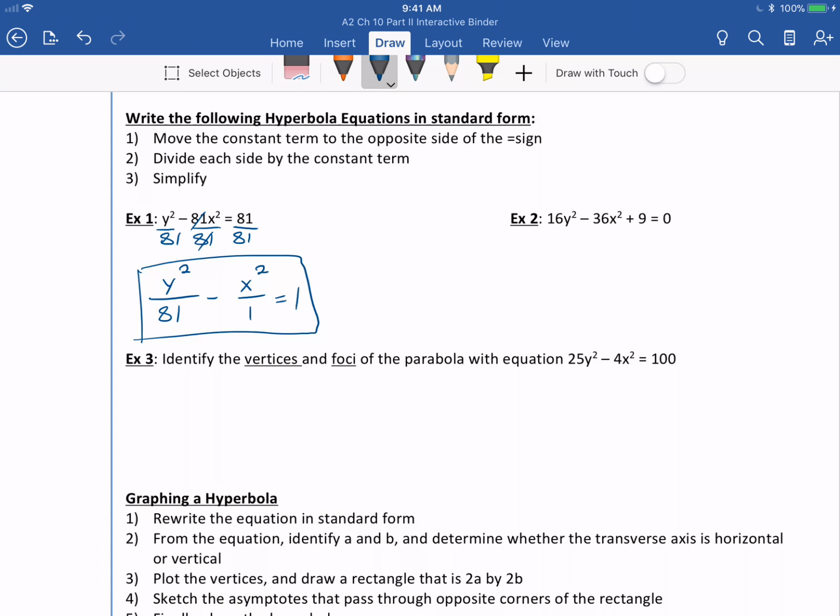Now in the next couple examples we're going to do some things about, hey, how do I actually graph that? What are my vertices? What are my foci? And so on. All right, awesome. So here we go.